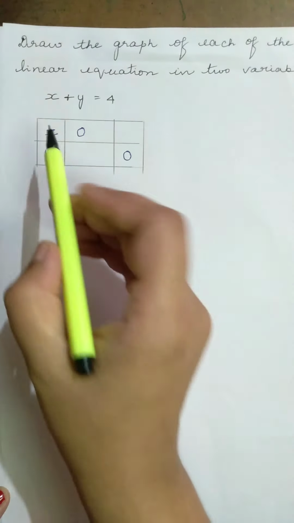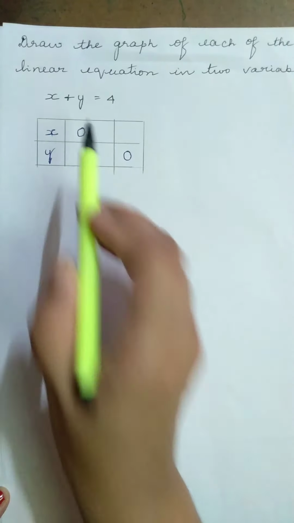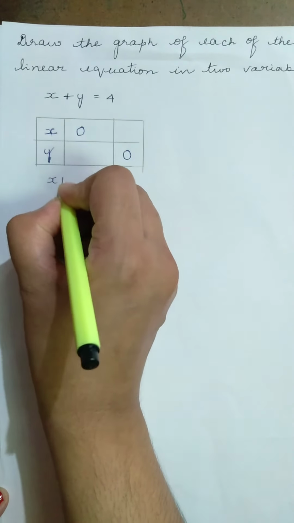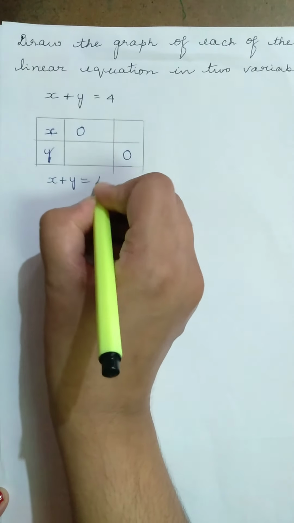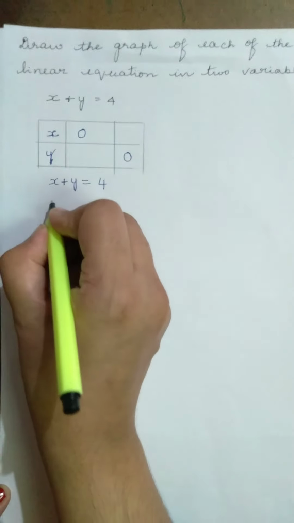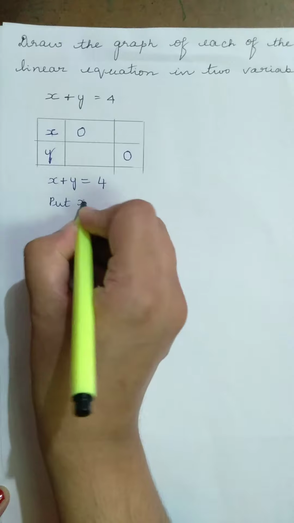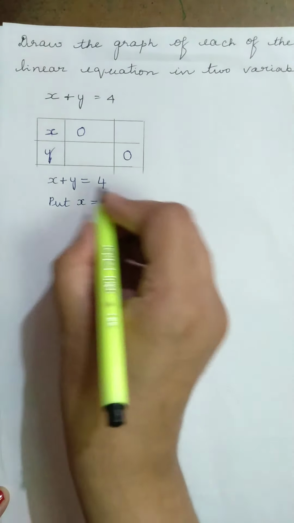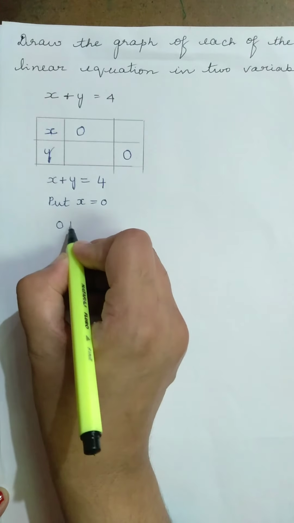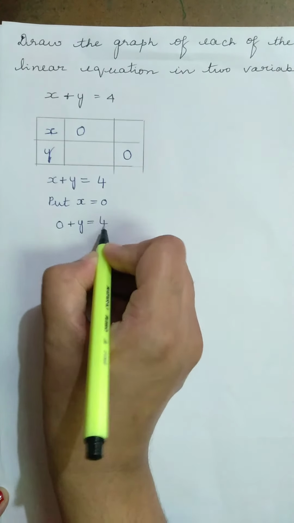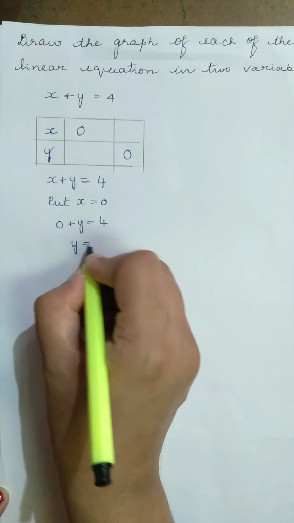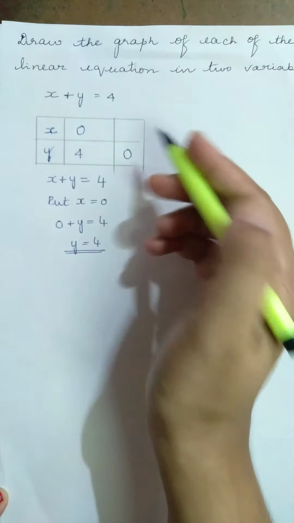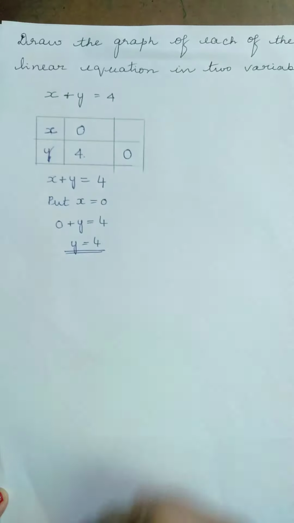Now, I have considered x equal to 0. Therefore, now consider the equation we have, x plus y equal to 4. Now, put x equal to 0 in this equation. So on substituting 0, 0 plus y equal to 4. Therefore, y will be equal to 4. Therefore, we have the first point, that is (0, 4).